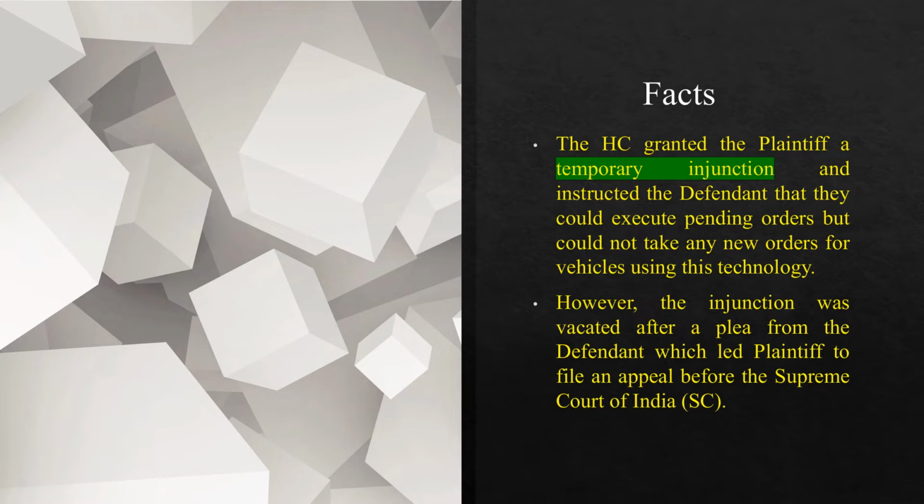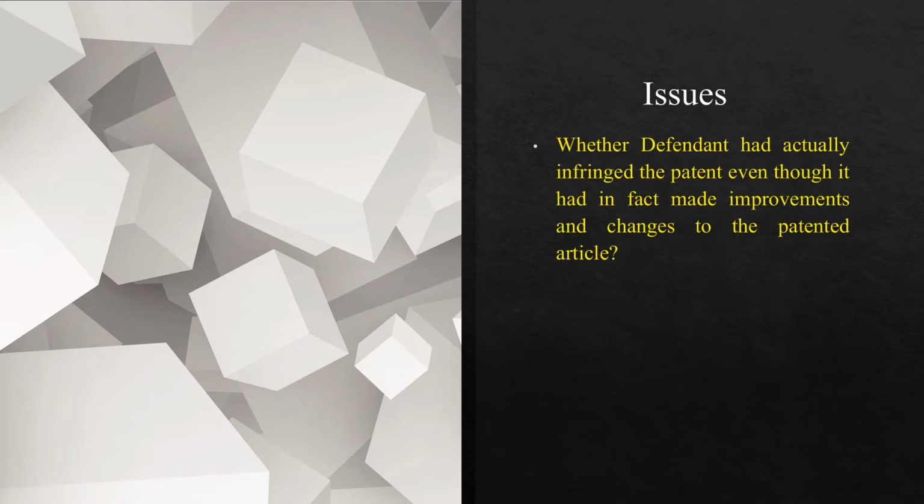The next point is, however, the injunction was vacated after a plea from the defendant, which led the plaintiff to file an appeal before the Supreme Court of India. Okay, as the injunction was vacated after some time, what did the plaintiff do? The plaintiff filed an appeal before the Supreme Court of India. Fine. Now, what are the issues?